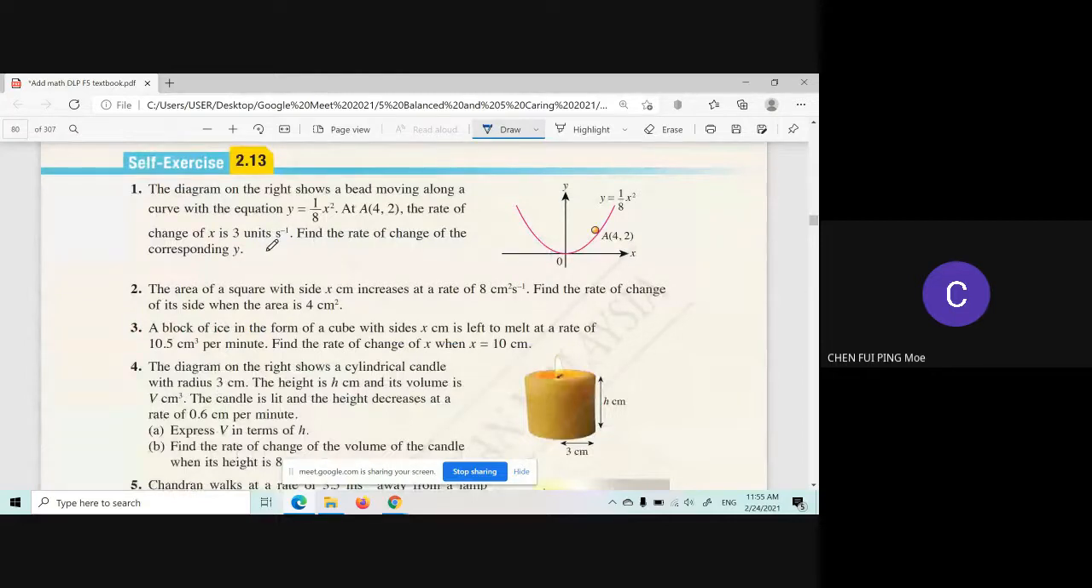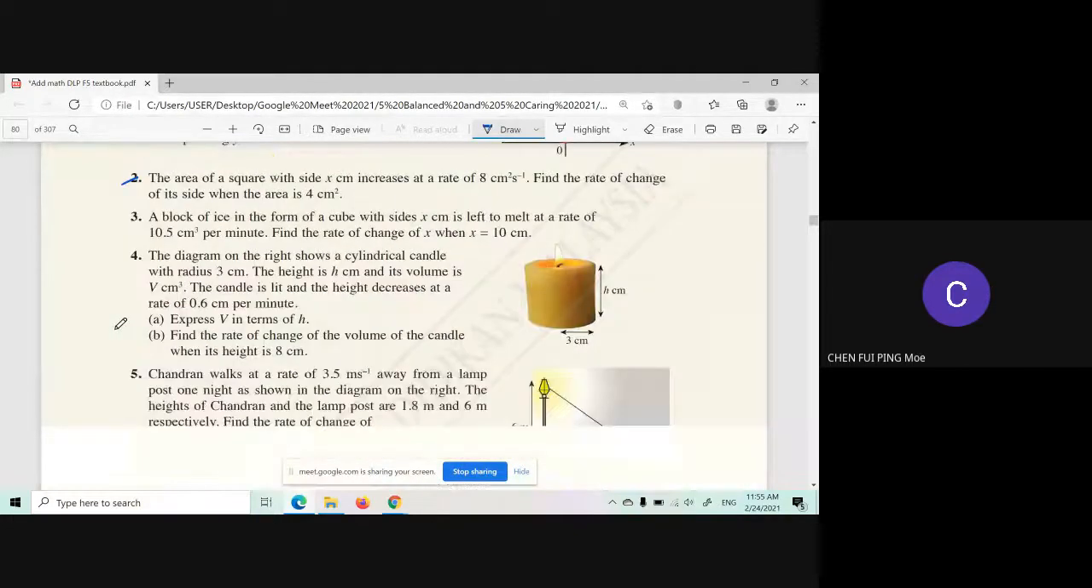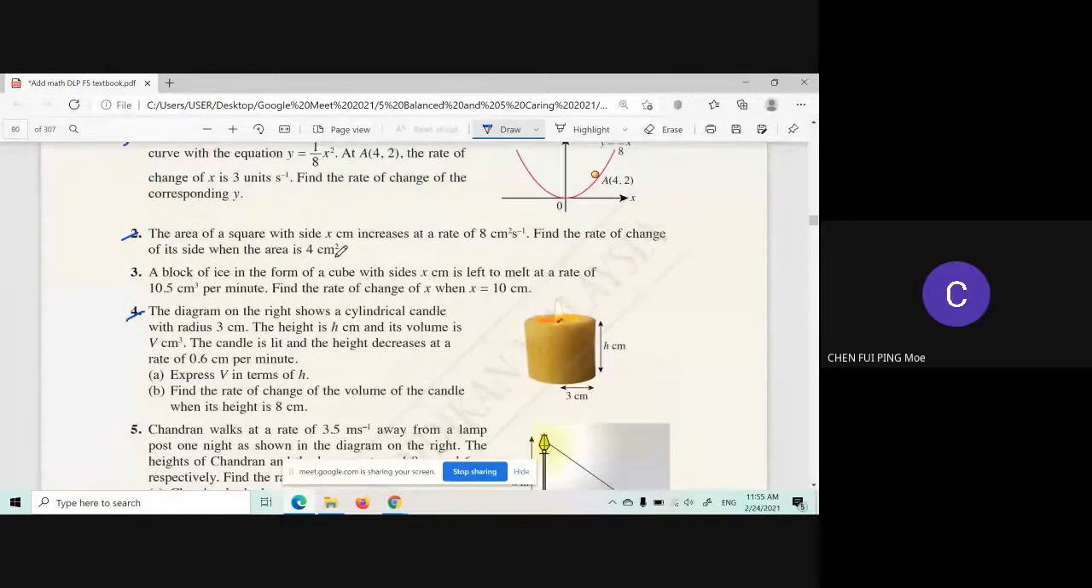So today's exercises, do 2.13, question 1, question 2, and question 4. So these 3 questions you try to do.